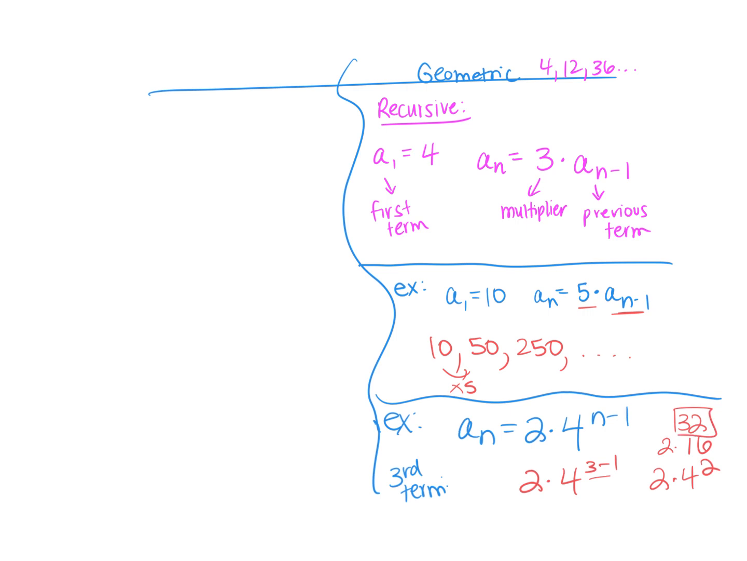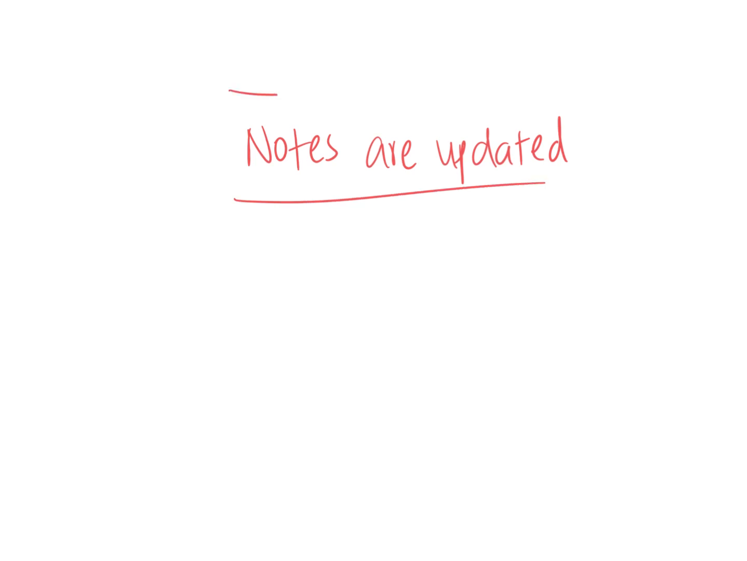So I just wrote a recursive rule, wrote an explicit rule, and then did 2 examples with it. All right, so make sure your notes are updated and you have that in your notebook. I'll also update my notes in Notability Online, but you can watch this video again if you need to catch up on some notes.